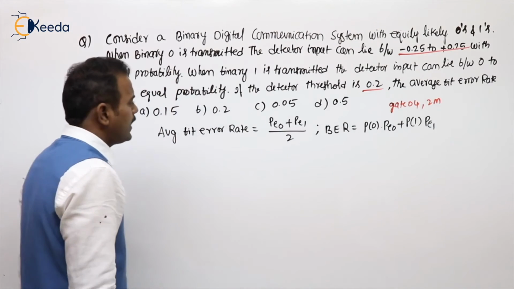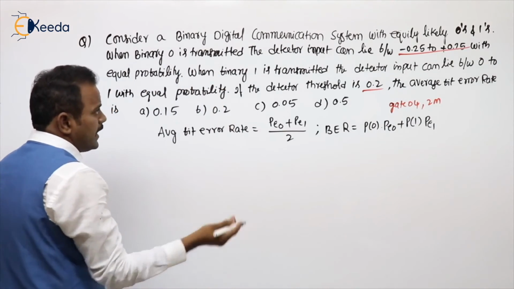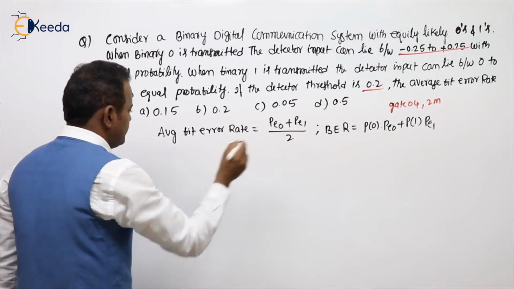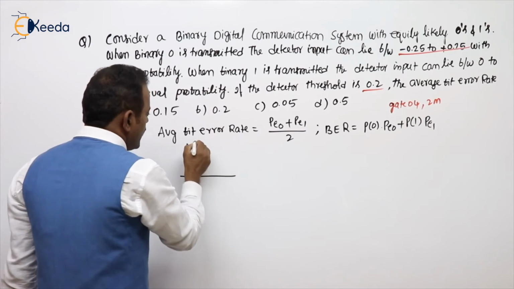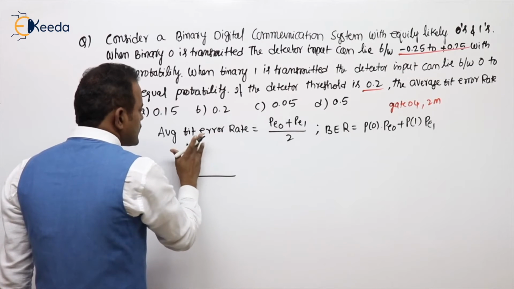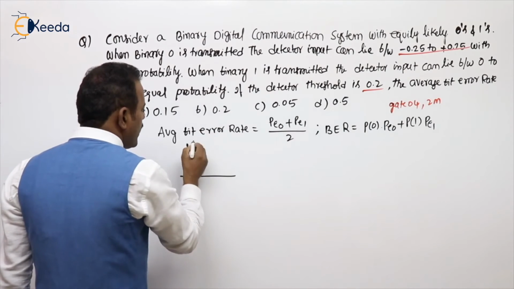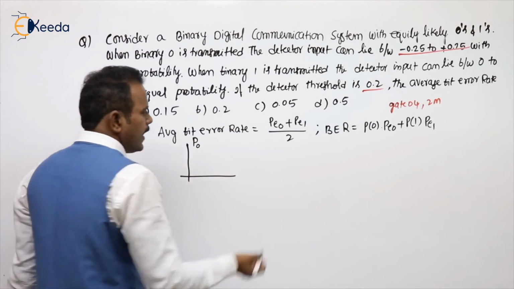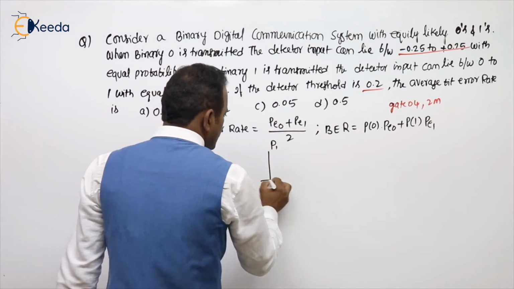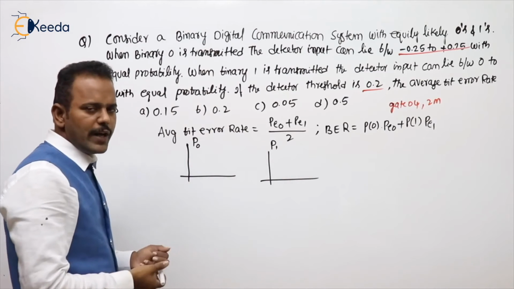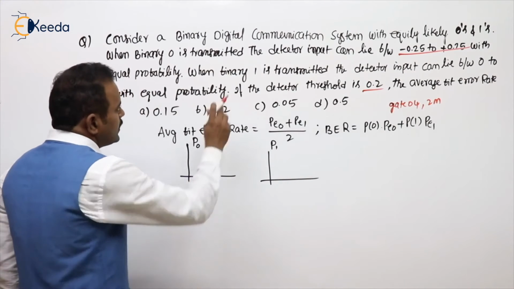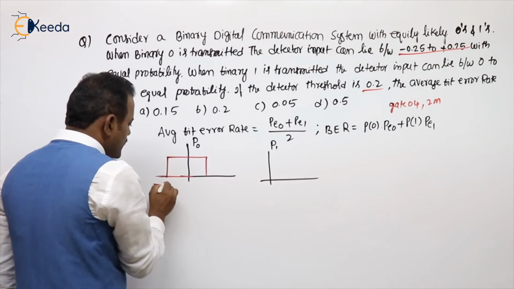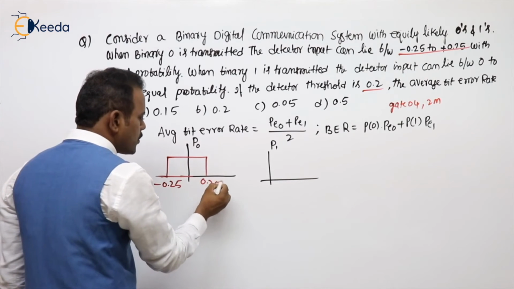And here, when 0 is transmitted, detector input lies between minus 0.25 to plus 0.25. Meaning is, if I draw the PDF for the transmission of 0, say P0, as well as P1 is the PDF function for the 1. When 0 is transmitted, where does it lie, sir? It lies between minus 0.25 to plus 0.25.